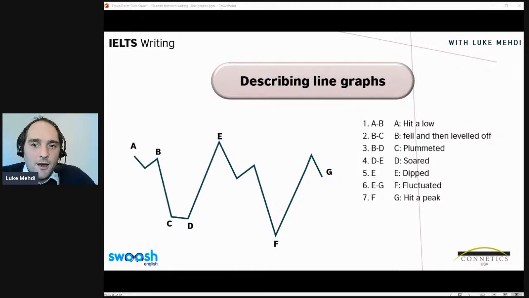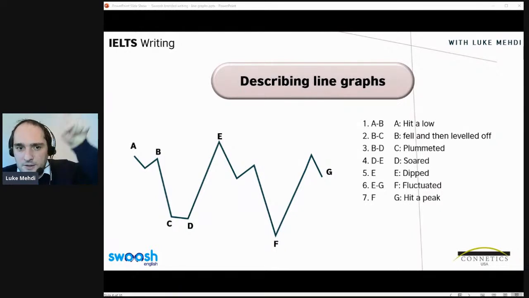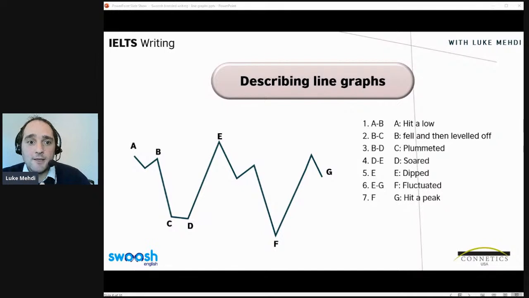So that one, E to G, that is a fluctuation. It's not just going down and up once, it's down, up, down, up, down. A fluctuation is quite a big pattern. A to B is not a fluctuation because it goes down and up. It doesn't keep doing it. It only does it once. Fluctuation continues. So number six is fluctuated.